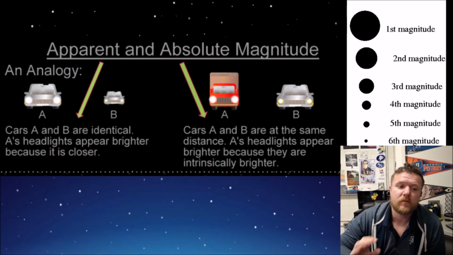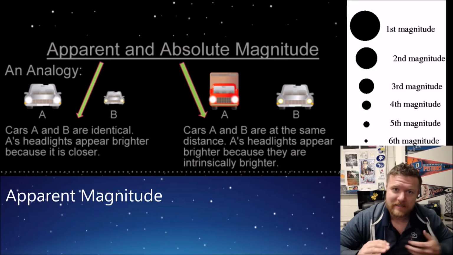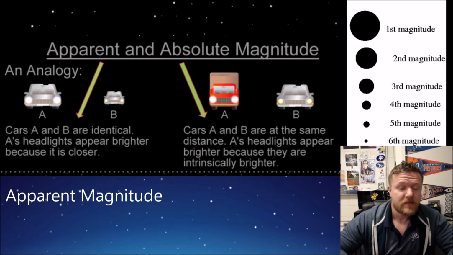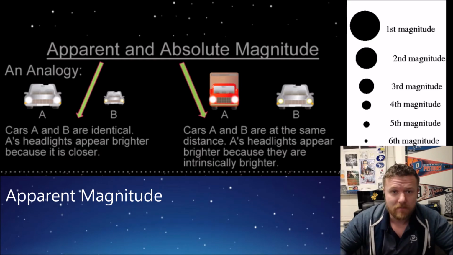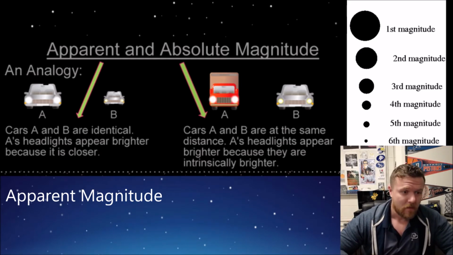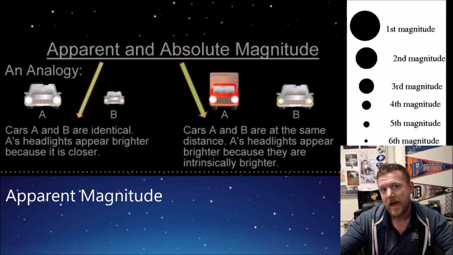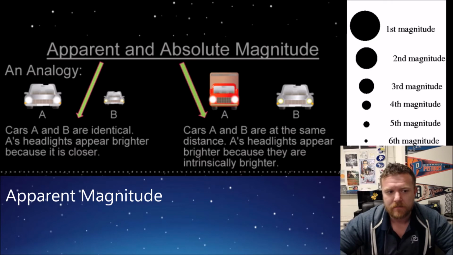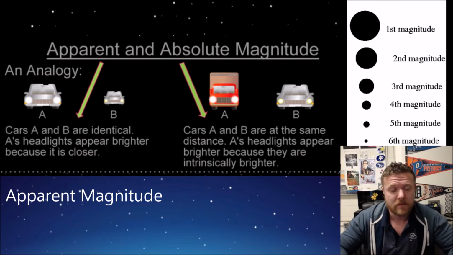To demonstrate this, we have a number of different vehicles. We have two cars that are exactly the same. Because they're the same, their headlights give off the same amount of light. However, because one of them is parked farther back, the headlights are going to seem a little bit less bright. This is what we would refer to as apparent magnitude.